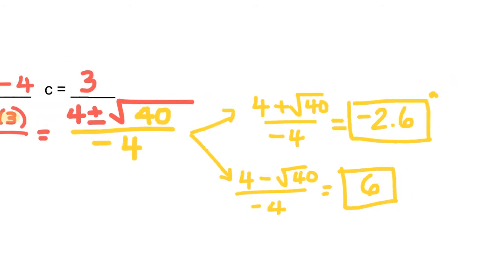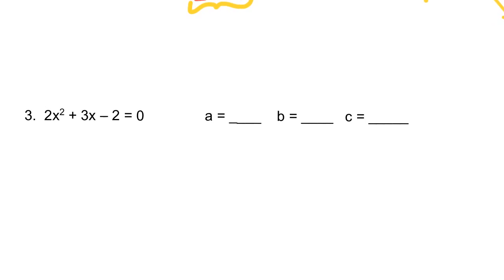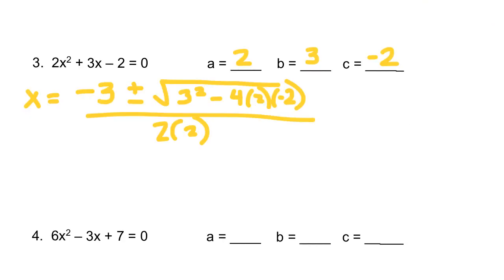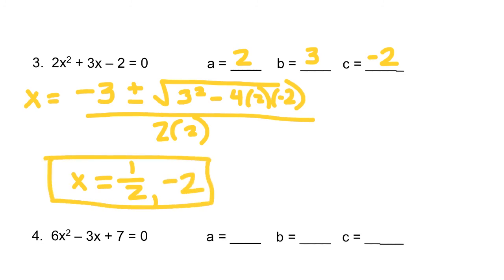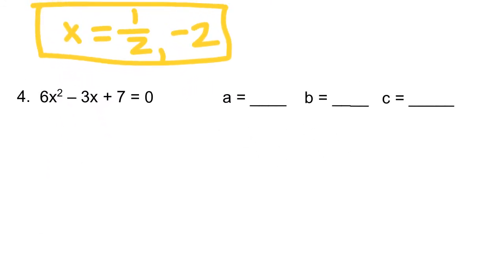Now try number 3 on your own. Our two solutions for number 3 are x equals 1/2 and x equals negative 2. Let's try number 4. Our a is 6, our b is negative 3, and our c is 7.